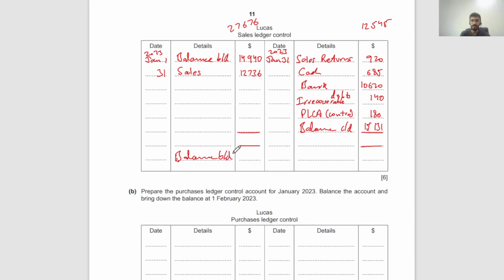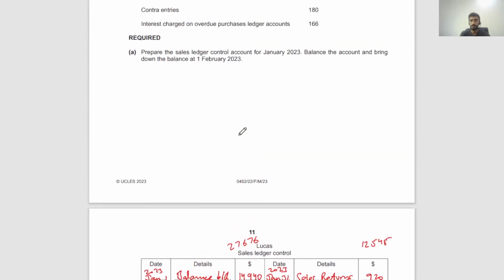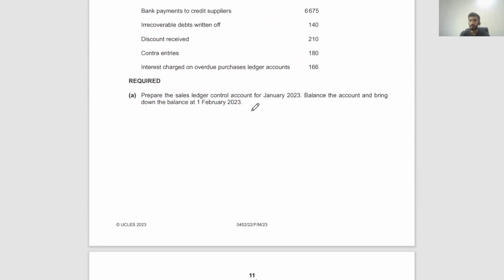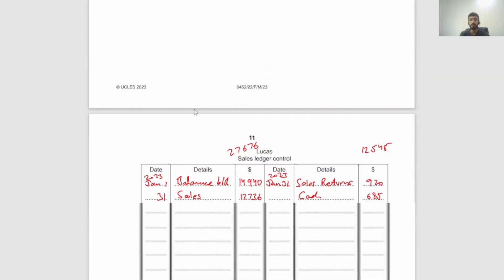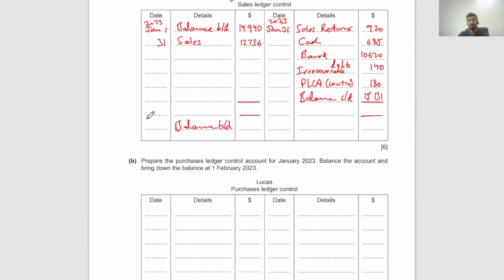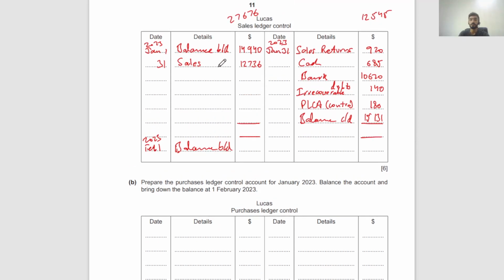Are we supposed to balance this? Let me just confirm. Oh yes, balance the account, bring down the balance on 1st February 2023, February 1. Okay, the totals column. Before we do that, let's put that 15131, and in the totals column you just put the bigger amount, 27676. Okay, let's move on.